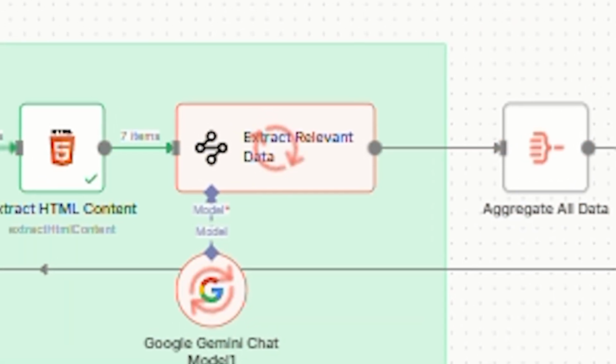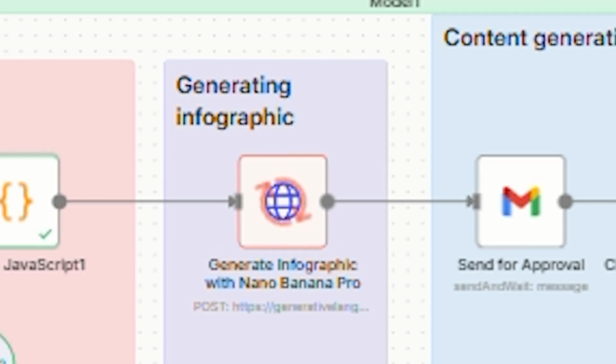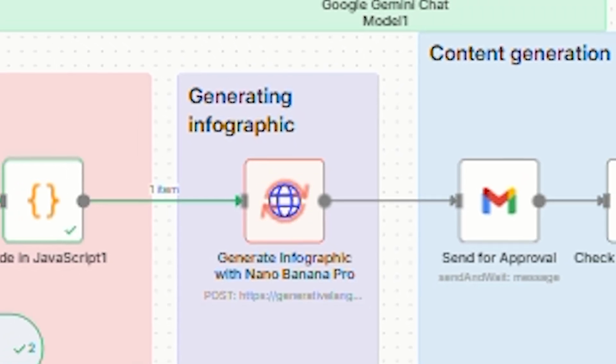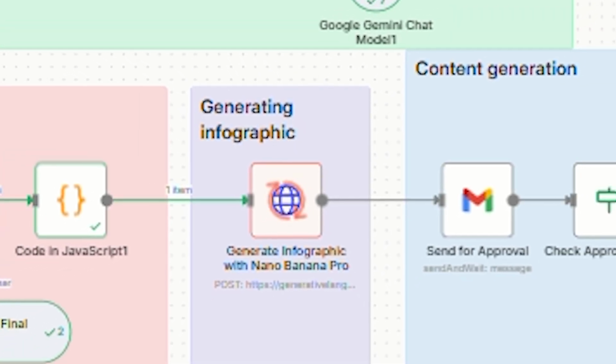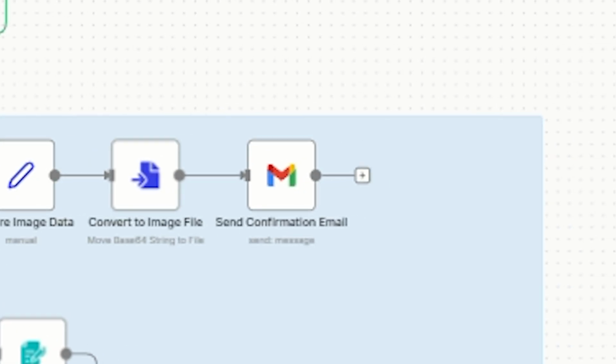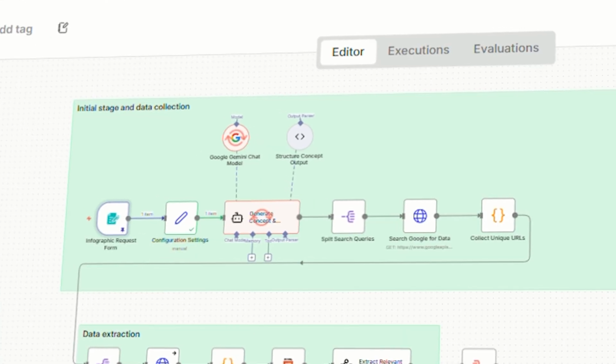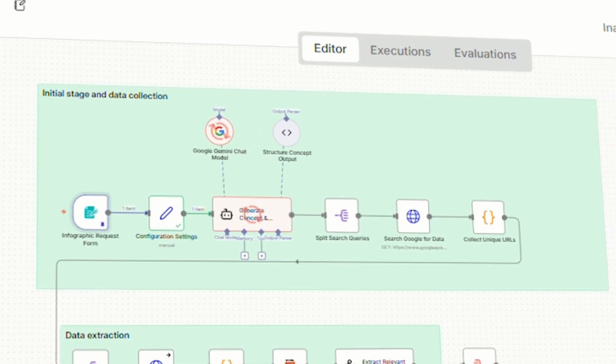Once it has the data, it decides the layout, and then it generates the image using Nano Banana Pro and uploads it straight to your preferred social media platform like LinkedIn, Instagram, or Twitter, wherever you want to upload. So let's stop wasting time and dive straight into building this.